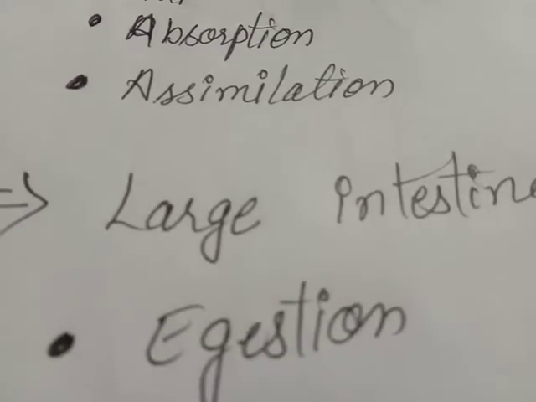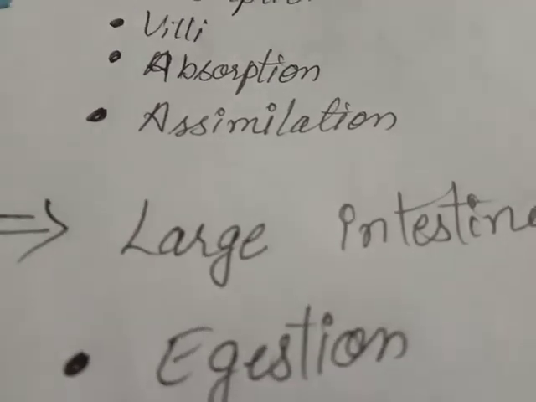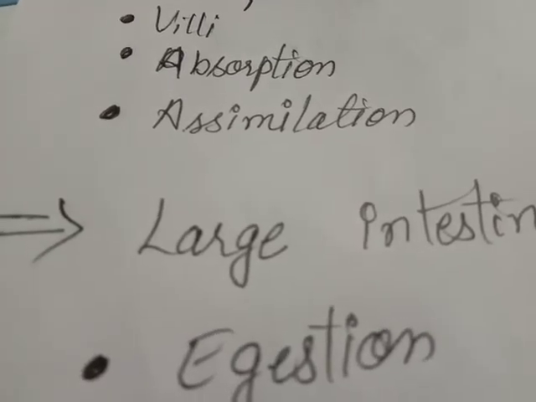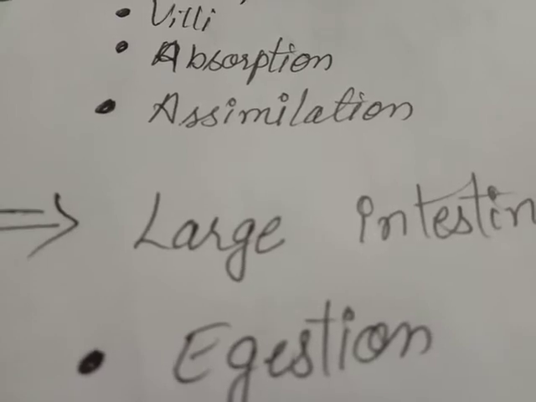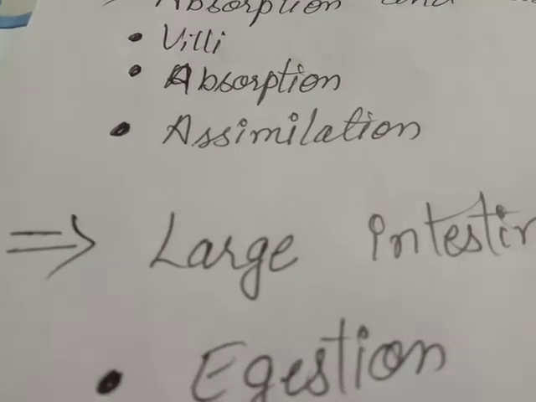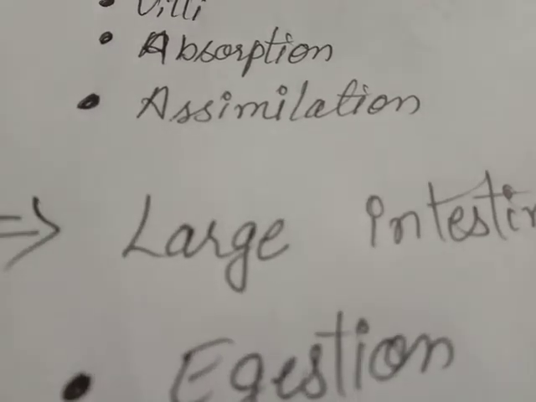The blood carries these useful substances to each and every part of the body. The body uses these substances for its growth and maintenance. The absorption of digested food and its utilization by the body is known as assimilation.